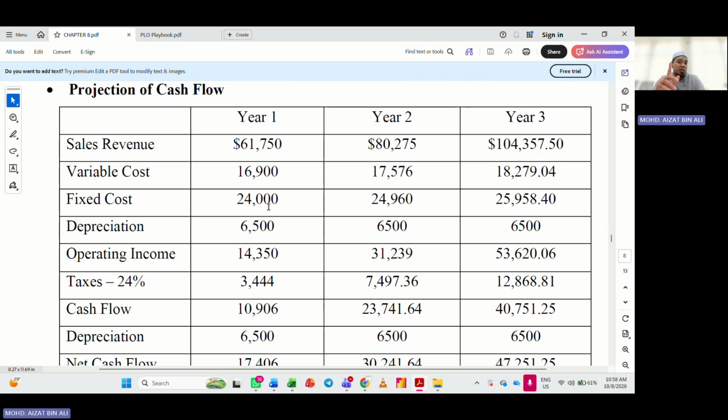For the fixed cost in the exam, make sure you read it carefully. You just record it adequately, so please do not miss any portion of the question. Okay, let's calculate the depreciation.